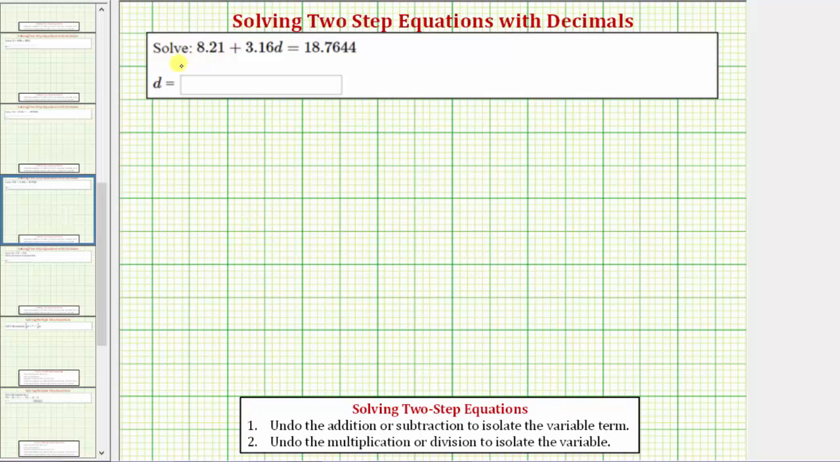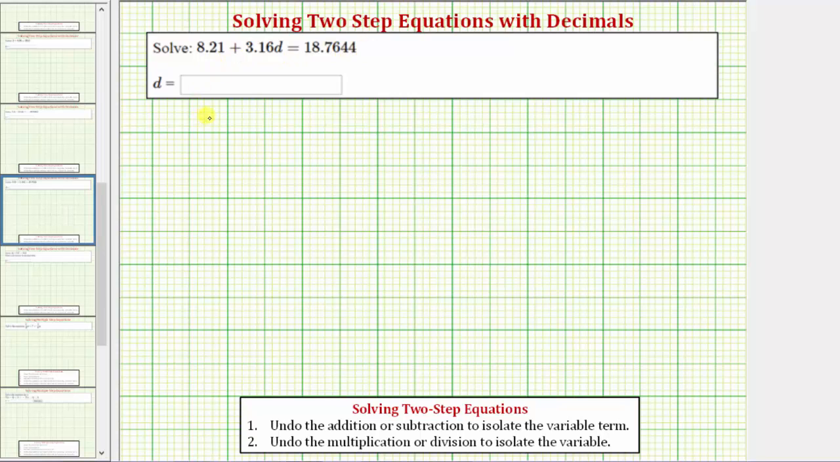solving the equation in its given form, or a second method would be to multiply both sides of the equation by a value that would clear the decimals from the equation. In this video, we'll be solving the equation in its current form with the decimals in the equation.